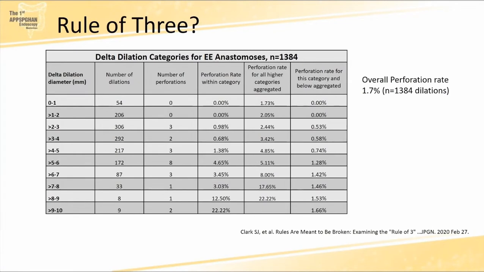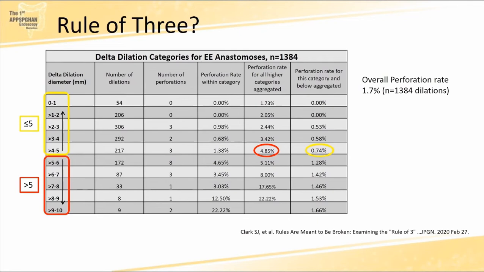Our group attempted to answer this question. We retrospectively looked at our balloon dilations. A total of 1,384 dilations were evaluated. Our overall perforation rate in this group was found at 1.7%. When we looked at all our dilations that had a delta change in diameter of less than or equal to 5, our overall perforation rate was 0.74%. When we looked cumulatively at all the dilations that had a delta diameter greater than 5 millimeters, our overall perforation rate jumped up to 4.9%.